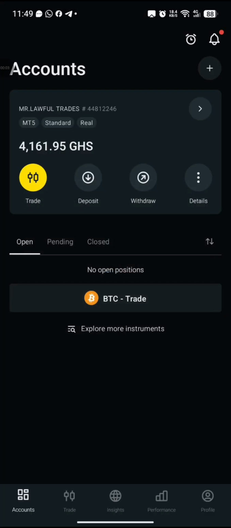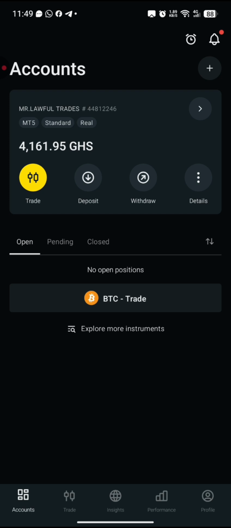All right, so let's go into this account. Like I said in that video, we are going to be embarking on a journey where we will be trading 4,000 Ghana cedis to 100,000 Ghana cedis within a year. That is the goal, and let's see how we are going to make it, starting from this month, July.